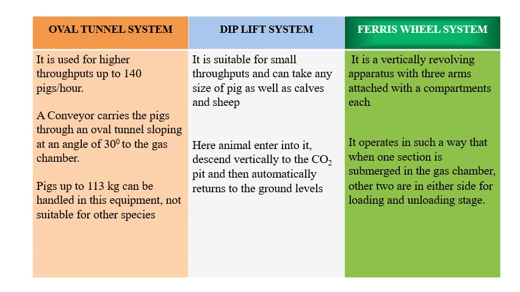Here there is a tunnel from one side with a curve downwards and coming up the other side. It is used for higher throughputs up to 140 pigs per hour. A conveyor carries the pigs through an oval tunnel sloping at an angle of 30 degrees to the gas chamber. So at the center below there is a gas chamber. After that the pigs stay there for 30 to 40 seconds and then come out on the other side of that oval tunnel, and immediately once they come out they are taken for bleeding. Pigs up to 113 kg can be handled in this equipment but it is not suitable for other species.